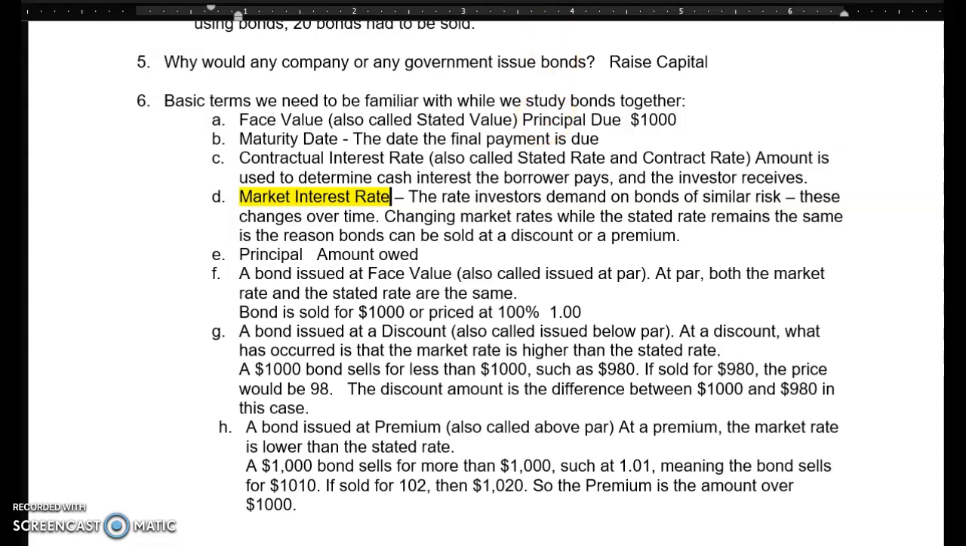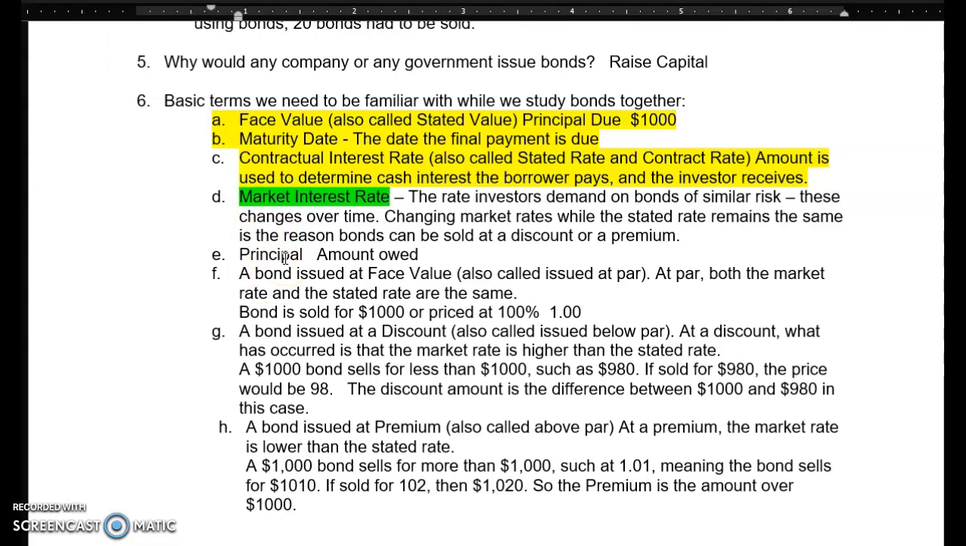So market interest rate, the rate investors demand on bonds of similar risk. These change over time. Changing market rates while the stated rate remains the same. So the face value and the maturity date, they remain the same. And the contractual rate. So these are like the contract. That's in the contract. The market rate, well, that changes. And because that changes, that creates some interesting things.